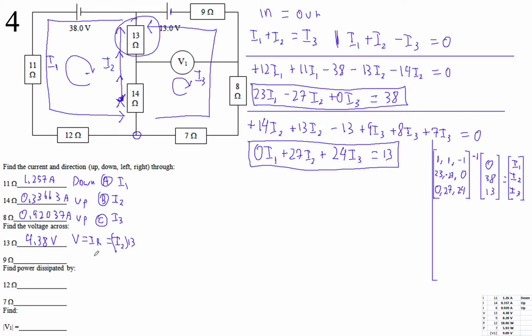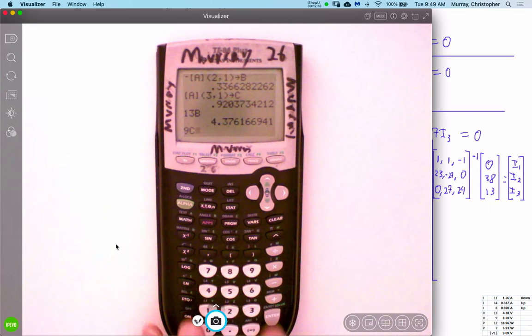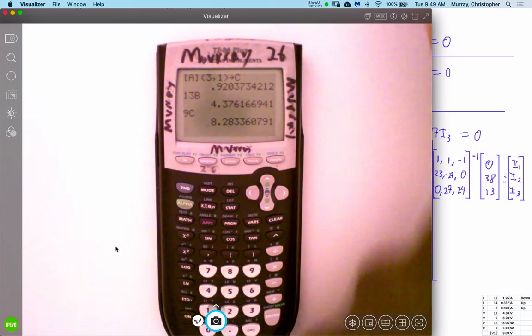Let's see, the 9 one, V is IR, right? Where's our 9? Our 9 is there, so that's going to be I3 times 9, or 9C for me. That's 8.28.